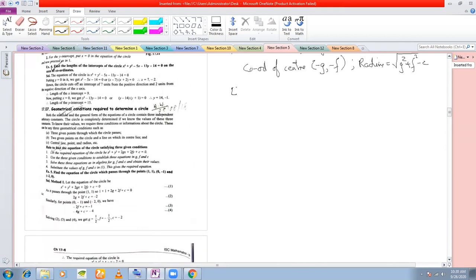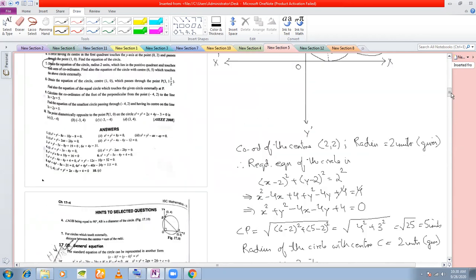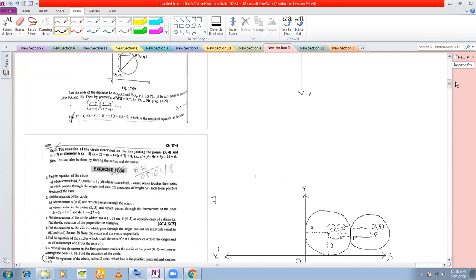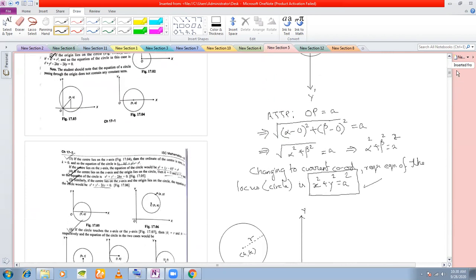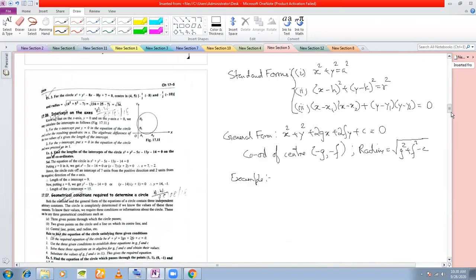Now for example, if I give you an equation, let's take the equation from the MCQ question that I had done, this one: x square plus y square plus 2x plus 4y minus 3.